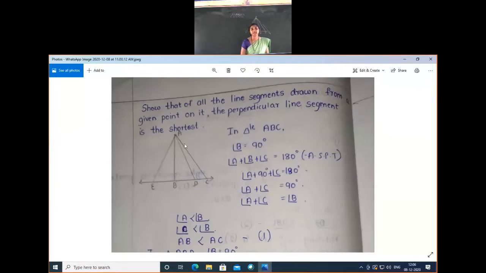So, angle B is 90 degrees, then angle A plus angle C together is 90 degrees. Then can you compare the angles? Which angle is greater here? Angle B is greater than angle A.